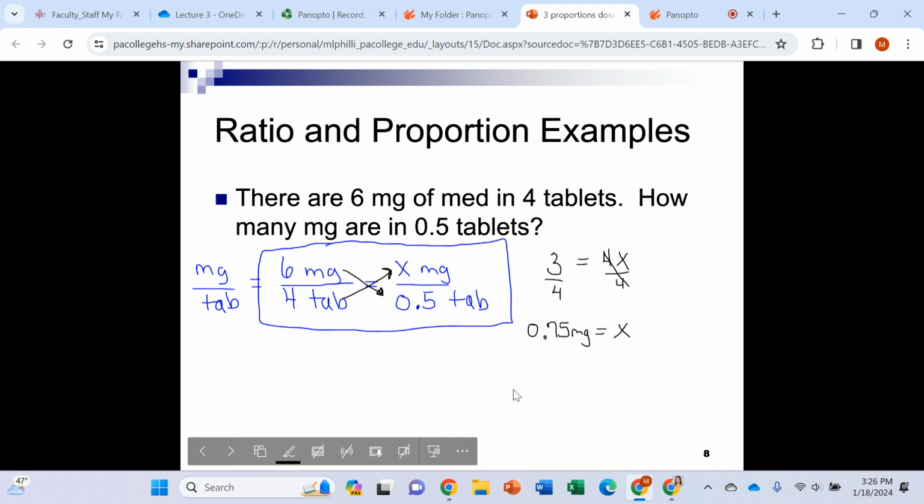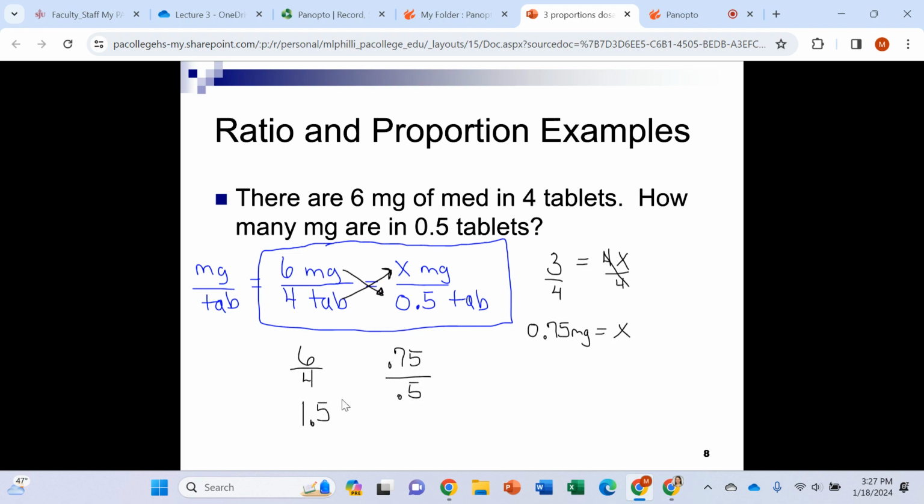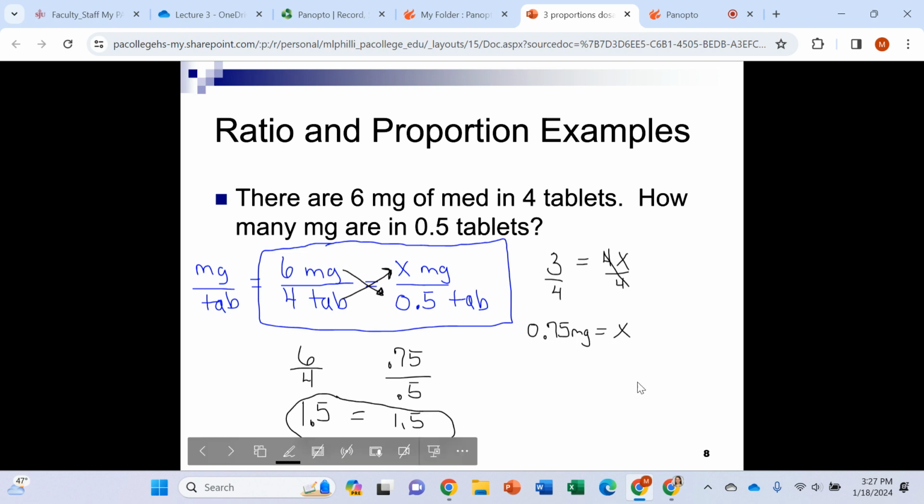Now, one of the ideas of a proportion is that the fractions up here are equal. So I can double check that by looking on my calculator. If I take 6 divided by 4, I have the decimal 1.5. And then if I take my answer here of 0.75 milligrams, 0.75 divided by 0.5, I should get that exact same decimal. So let me try it out. 0.75 divided by 0.5. And yes, I do get 1.5. So I can use this concept to check and to see that I have indeed equal ratios or equal fractions in my proportion when I solve the problem in this method.